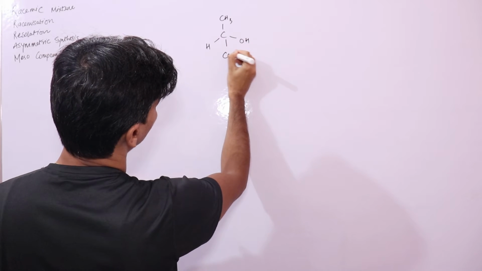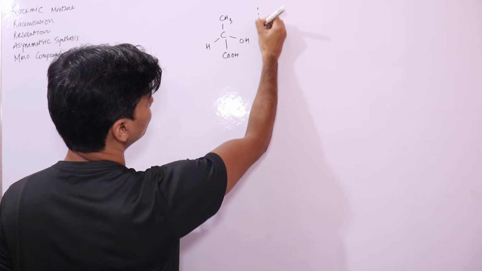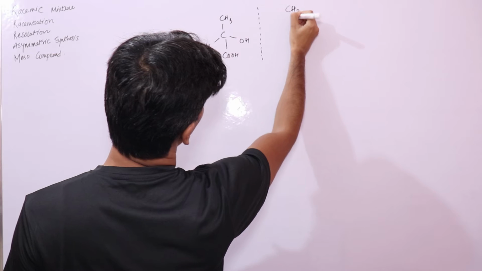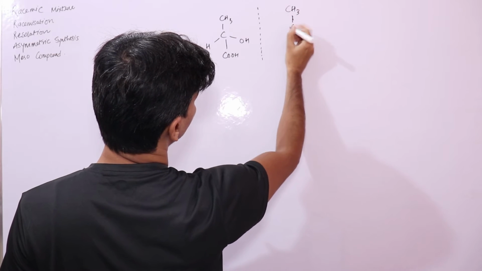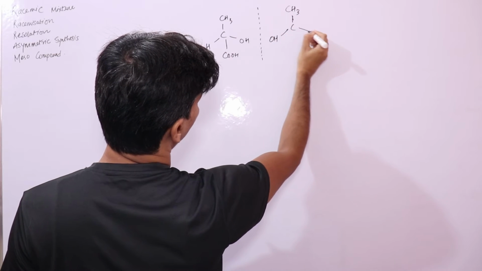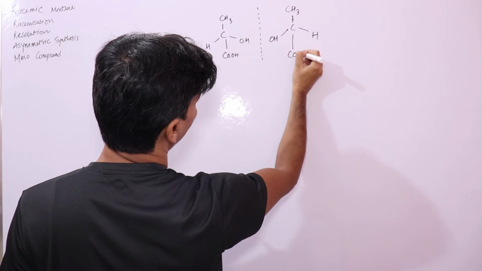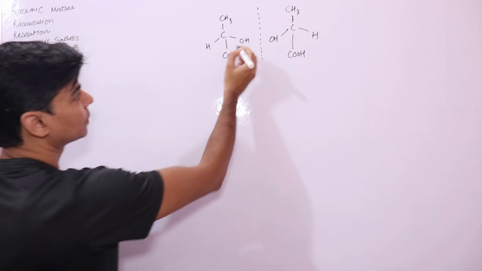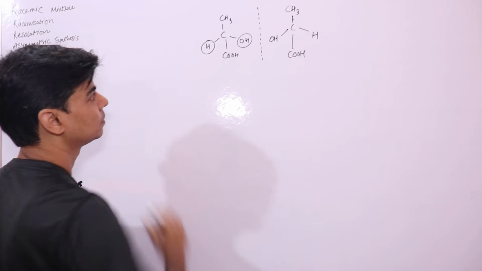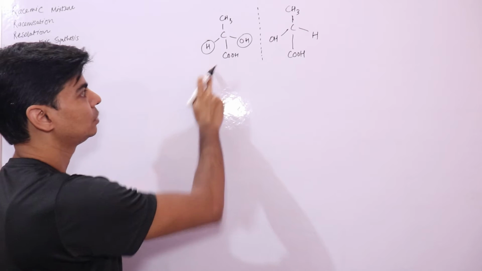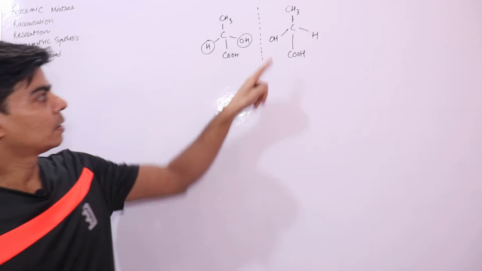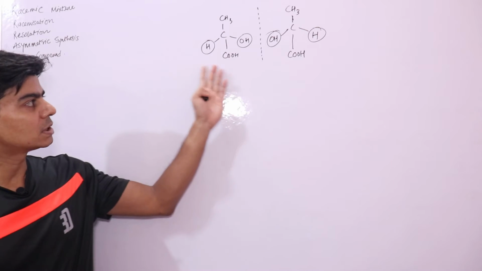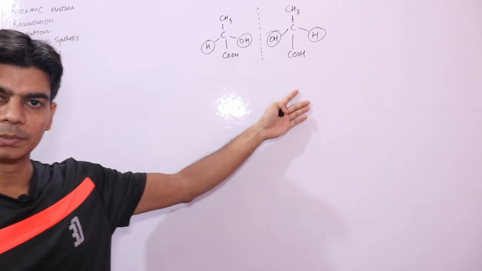So this is how it looks like. If you look at its mirror image in the mirror, this is how it will look like. Right? You can see that its groups like OH group, H group, CH3 group, COOH group are arranged differently in space, right? So these two are optical isomers, right?